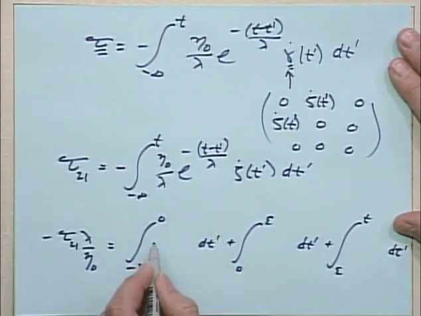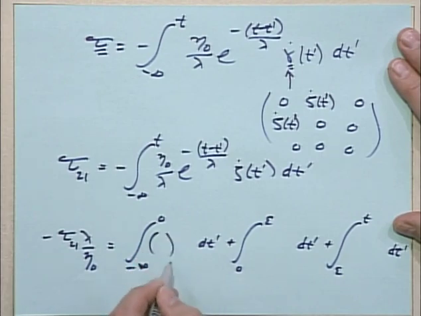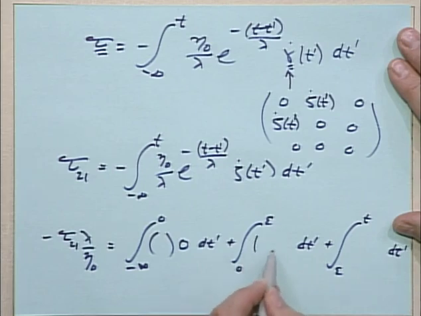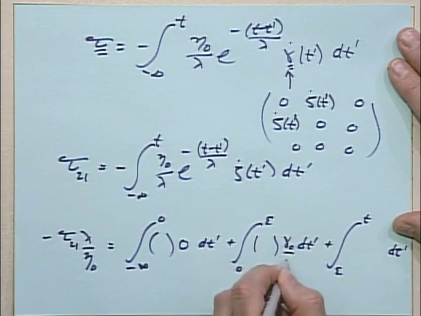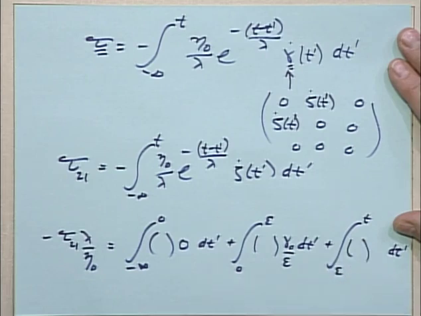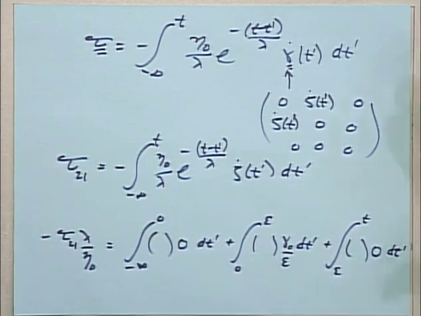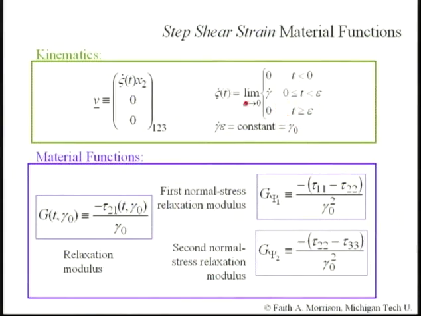And it's this e to the minus t prime, but it's times sigma dot, which is 0. And it's e to the minus t prime, and it's times gamma naught over epsilon. And it's e to the minus t prime times 0. Okay? So for t less than 0, it's 0. For t greater than epsilon, it's 0. And only the middle term is going to stay. So let me write those in. I left them out so that it wouldn't look too nasty.